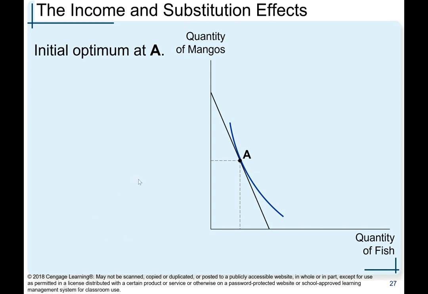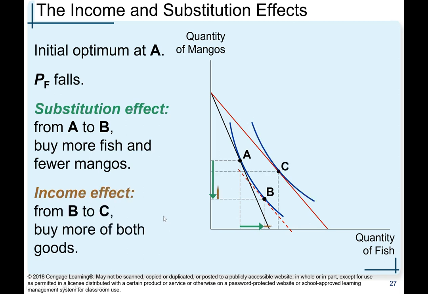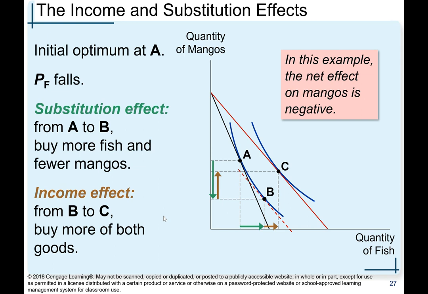Initial optimum at point A. The price falls and the budget constraint rotates outwards. And we see the substitution effect from A to B: buy more fish and fewer mangoes. So the income effect is the movement from B to C: buy more of both goods.